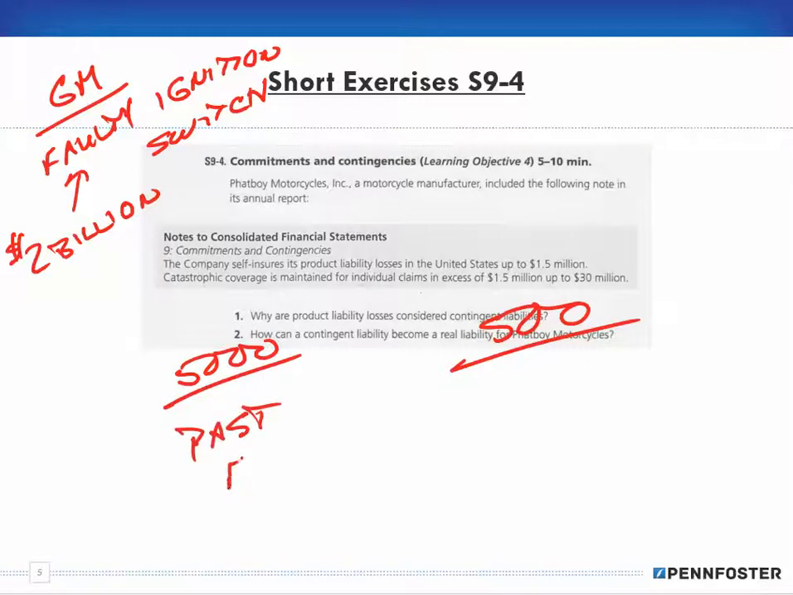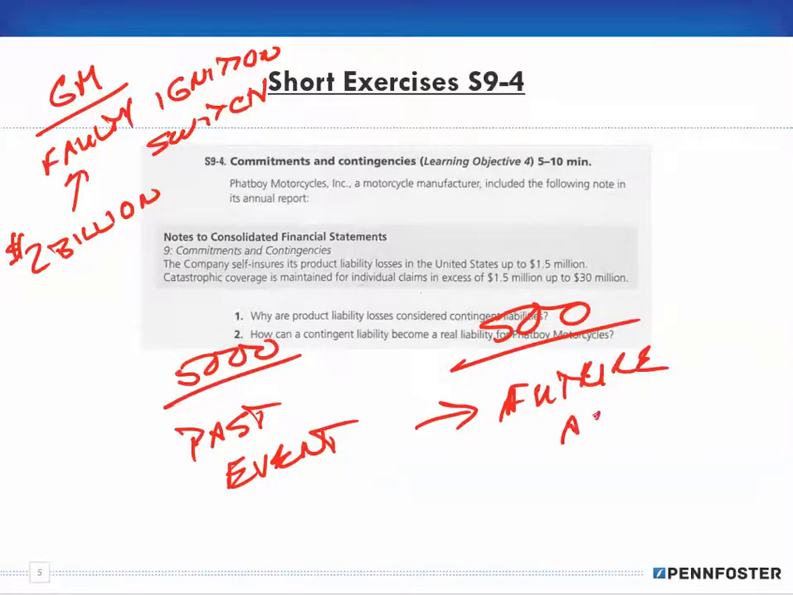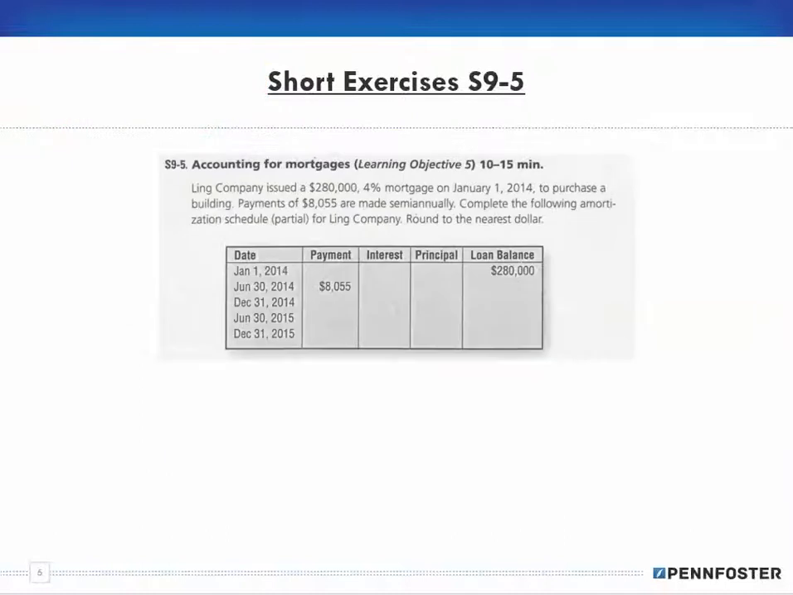Contingencies are about a past event against which we have future action. Okay, that's what a contingent liability is. Right, 9-5.